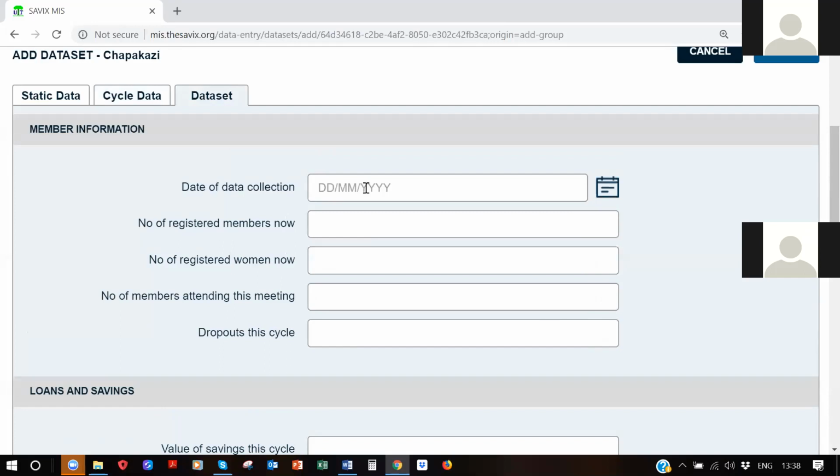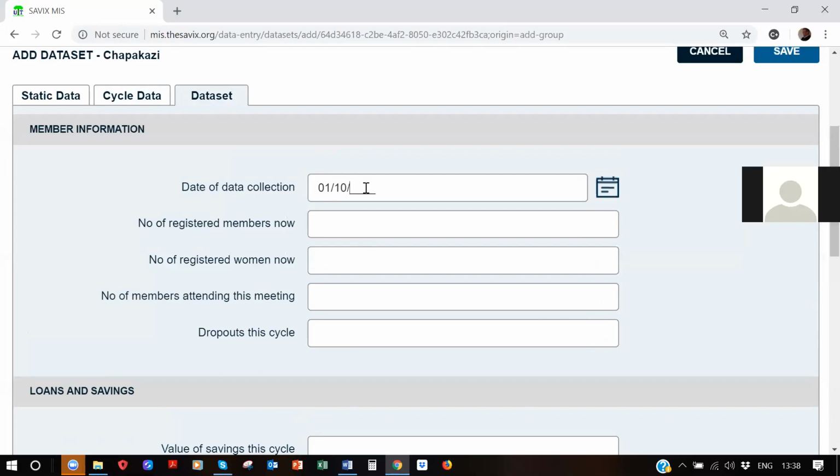This is going to be the first of October. Sorry, where am I? Yes, okay. 1st of October 2018. Number of registered members now is 14. Number of registered women now is 14.